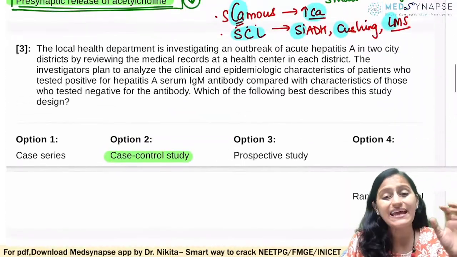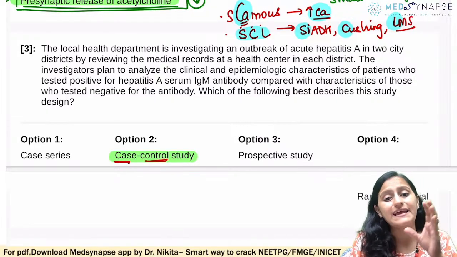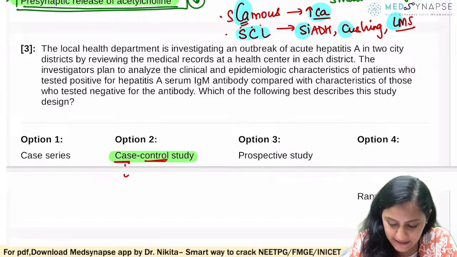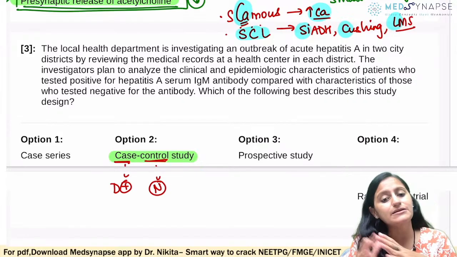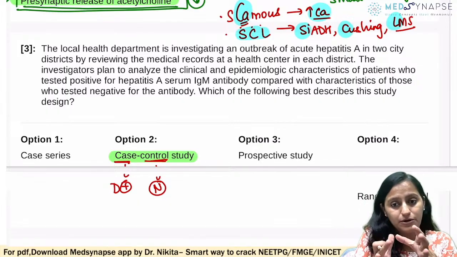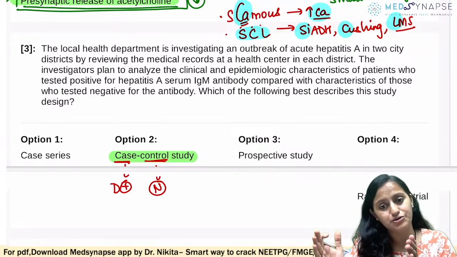Why is it a case control study? Now understand, the term itself tells you that case control will have cases and controls. Case means the disease is already present, and control means normal, there is no disease. So the disease has already occurred in one group. So you are starting with the case, plus you have a control.